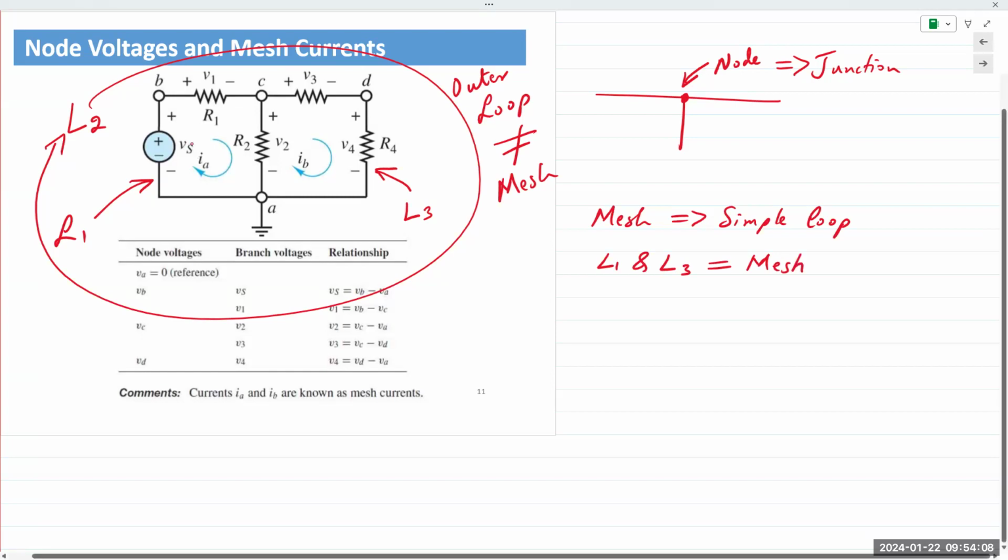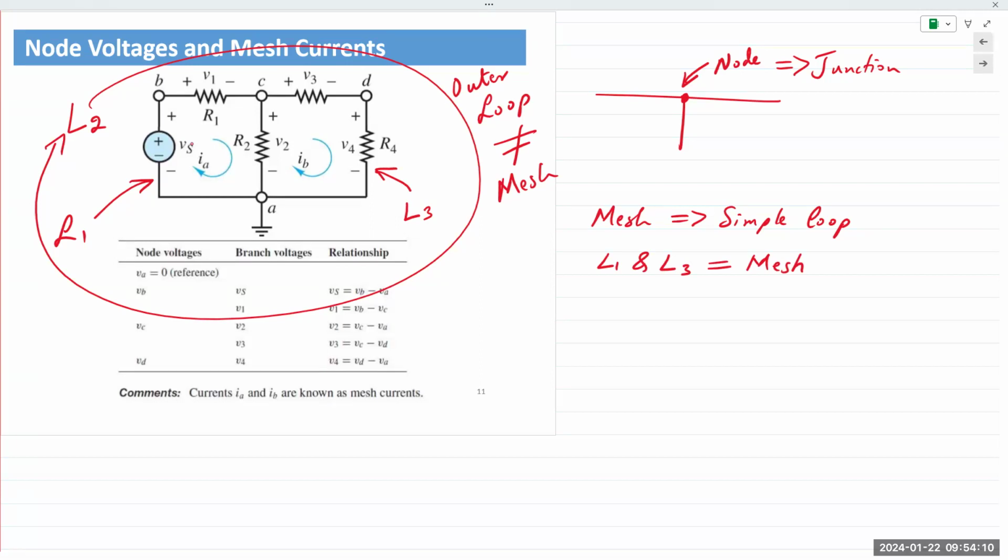Identifying meshes is easy. You look at a circuit, you see a closed pathway, and that's a mesh. That's it. Identifying loops is a little more complicated, especially if you have multiple components and larger circuits, but identifying meshes is very easy. Okay, so you look at a circuit, closed loop, doesn't have any other loop inside it, that's a mesh.